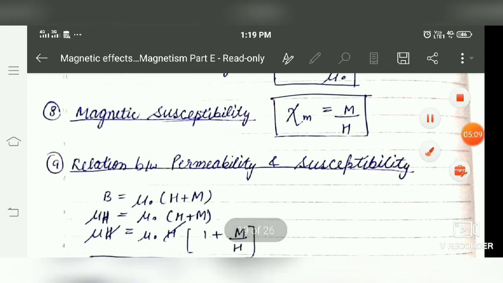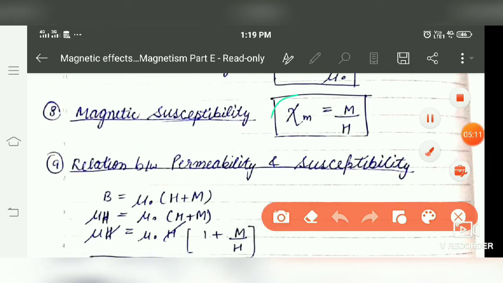Next is magnetic susceptibility. How much a magnetic material can respond to an external magnetic field is called magnetic susceptibility. It is denoted by the symbol chi m. This is the intensity of magnetization upon magnetic field intensity.